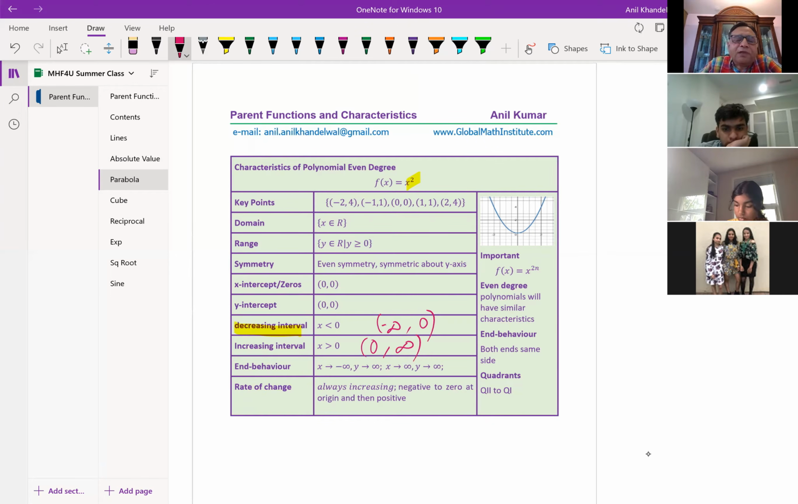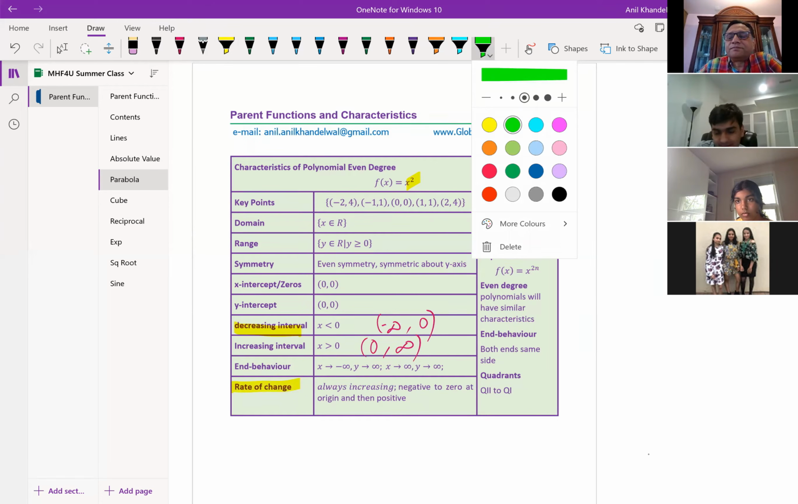Now, can you tell me about the rate of change? Is the rate of change increasing or decreasing over the period of time? Or is it changing from decreasing to increasing? What is the correct answer? This is a very critical question. Rate of change over the graph of parabola. Is it always increasing, always decreasing, changing from decreasing to increasing? Which is the correct option? Tell me.